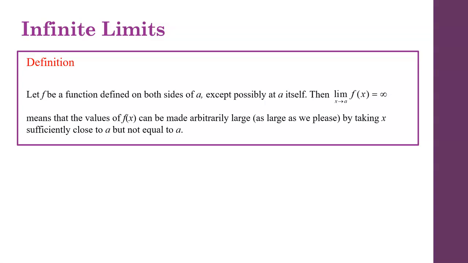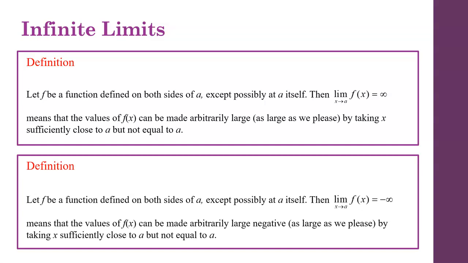If there are x's I can plug in close to a that make my function be a billion or a trillion or however large I want it to get, if I can do that, then we say the limit is infinity. And we say it's negative infinity if I can make it arbitrarily large negative. Negative a billion, negative a trillion, and so on, right? So if I can make it as large as I want to be a negative large number by picking numbers close to a, we say that the limit is negative infinity, right?